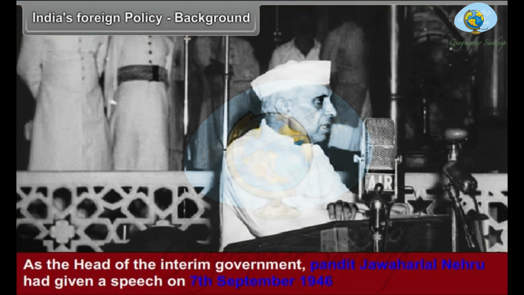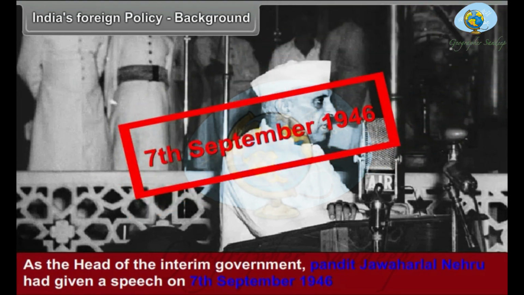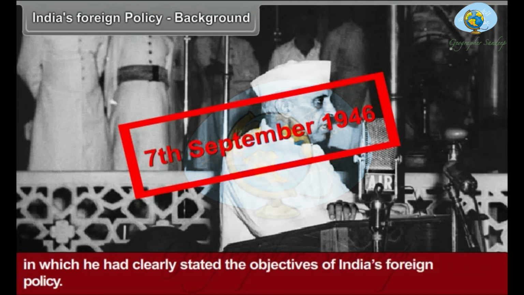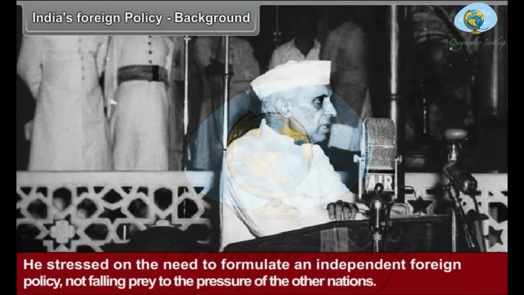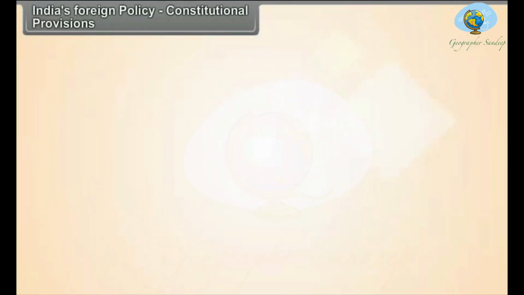As the head of the interim government, Pandit Jawaharlal Nehru had given a speech on 7th September 1946 in which he had clearly stated the objectives of India's foreign policy. He stressed on the need to formulate an independent foreign policy, not falling prey to the pressures of the other nations. India's foreign policy, constitutional provisions.